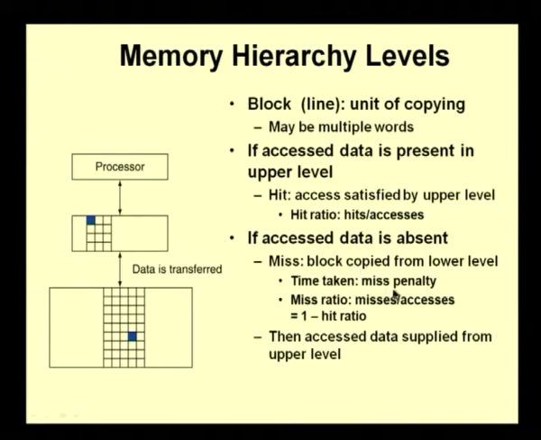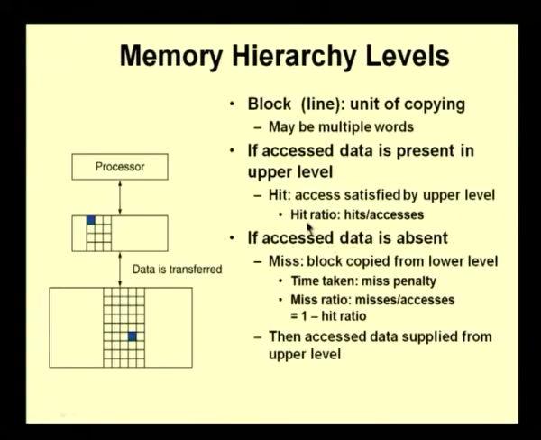Okay. So there are two terms that we use here, right? The hit ratio and the miss ratio. So what is this hit ratio and miss ratio? Hit ratio is the number of hits that you have over all the accesses that you do. Let's say you do 1000 accesses. Out of 1000 accesses, if I get 900 hits, 900 times I find it in the cache, then I say my hit ratio is 900 by 1000. So 0.9 will be my hit ratio.